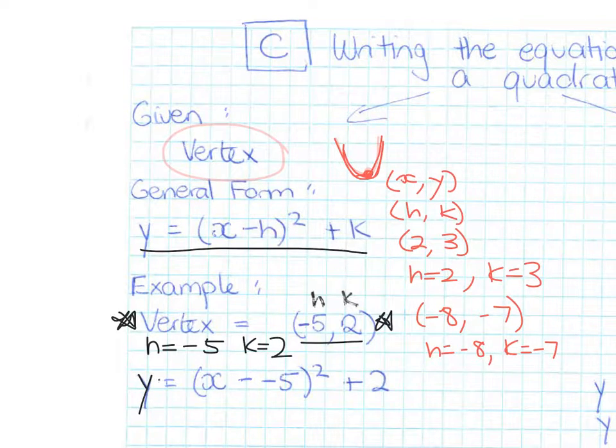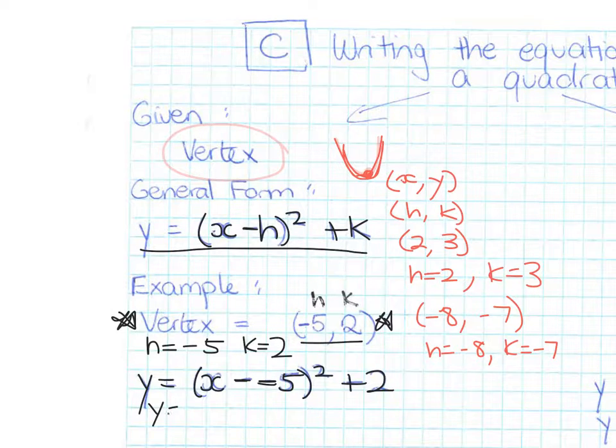We write y equals x minus h. Now what's h? h is -5. So we write x minus -5 squared, and then we go plus k. So we'll go plus 2. Now you could simplify that to be y equals x plus 5 all squared plus 2 if you want to, but that other line is completely correct.